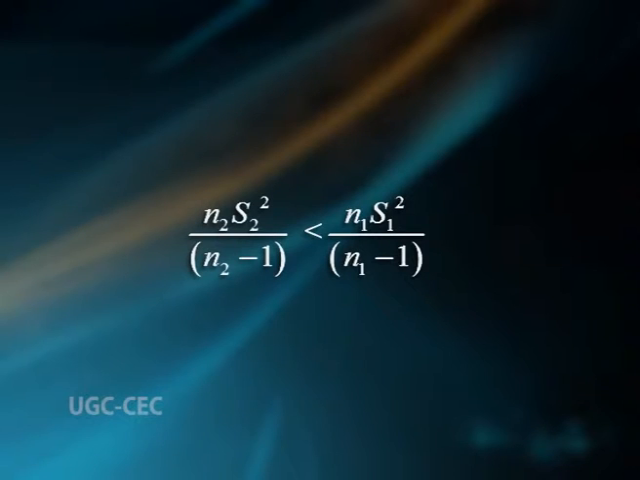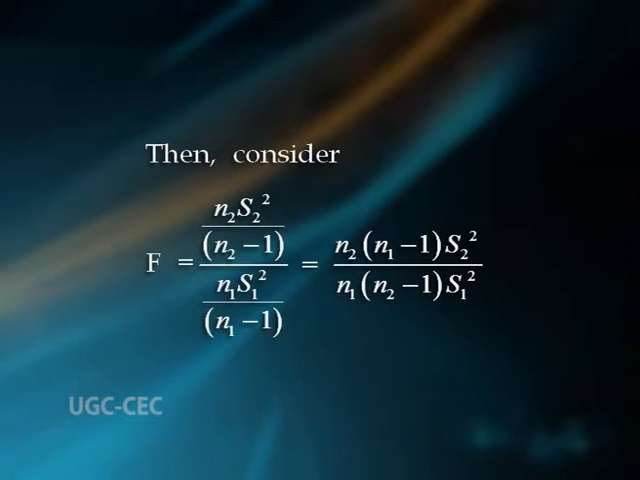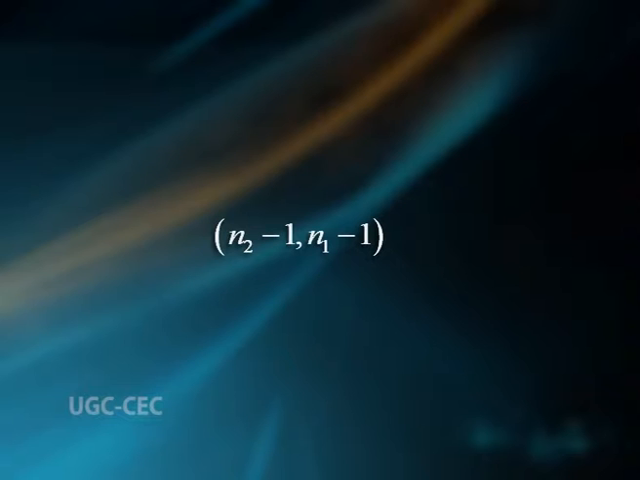If n2 S2 square by n2 minus 1 is less than n1 S1 square by n1 minus 1, then consider F equal to n2 S2 square by n2 minus 1 divided by n1 S1 square by n1 minus 1, that is n2 into n1 minus 1 into S2 square divided by n1 into n2 minus 1 into S1 square, which follows F distribution with n2 minus 1, n1 minus 1 degrees of freedom.